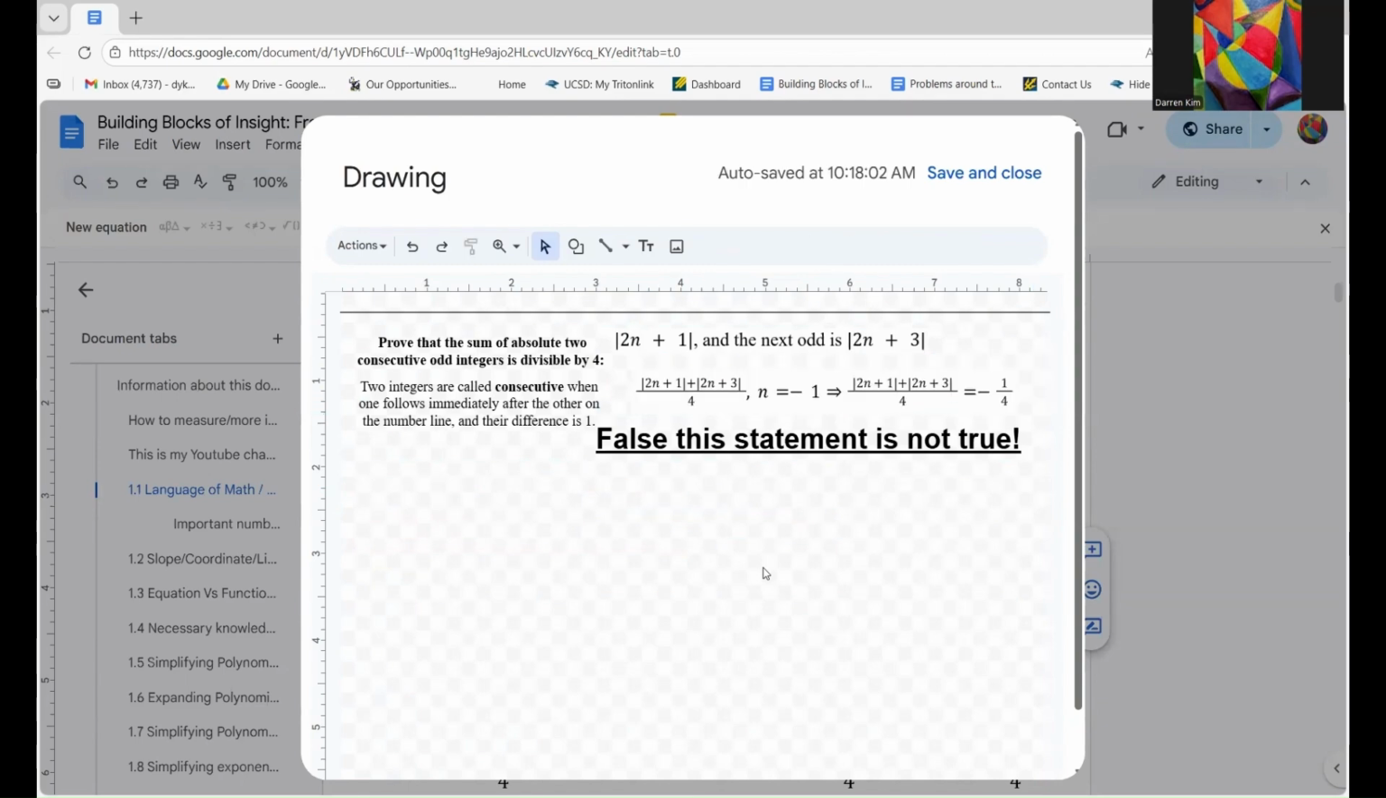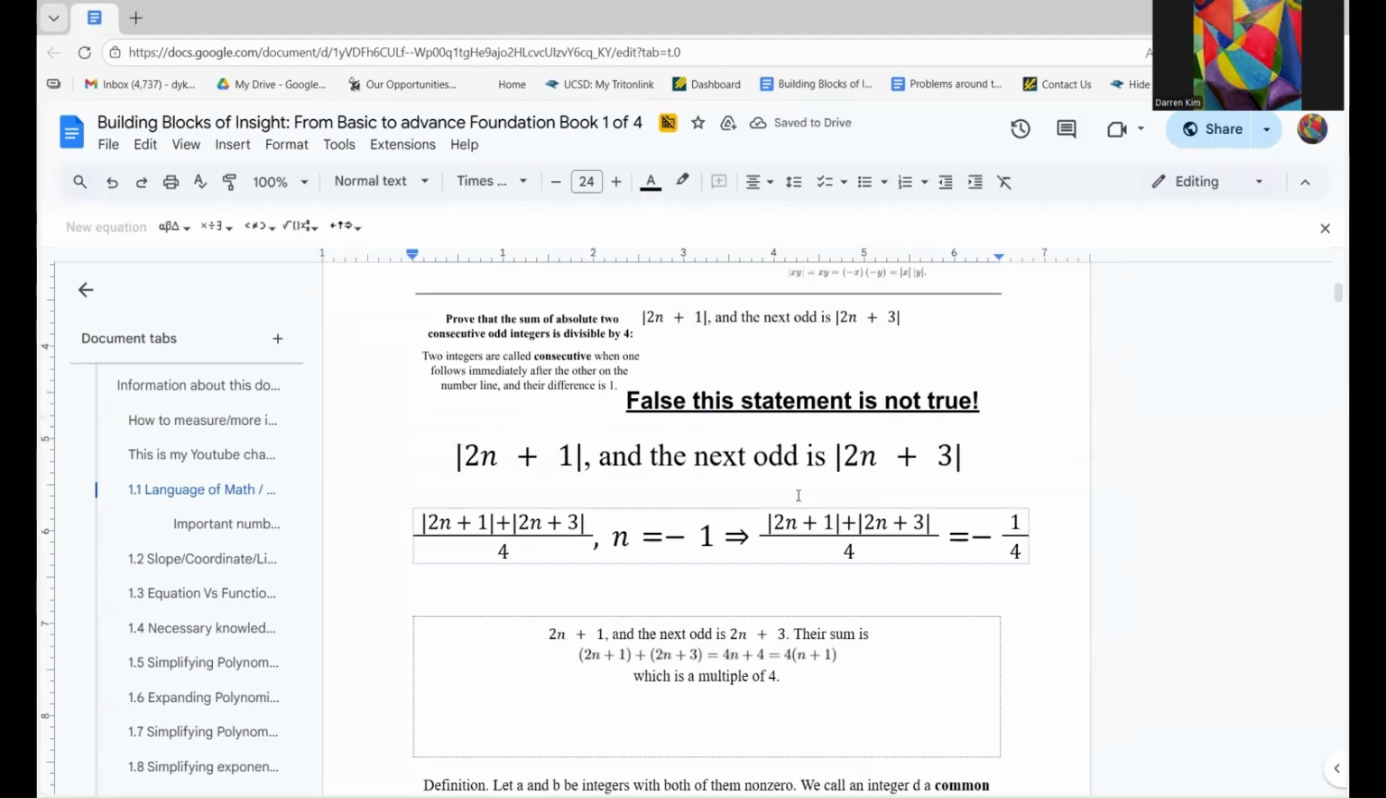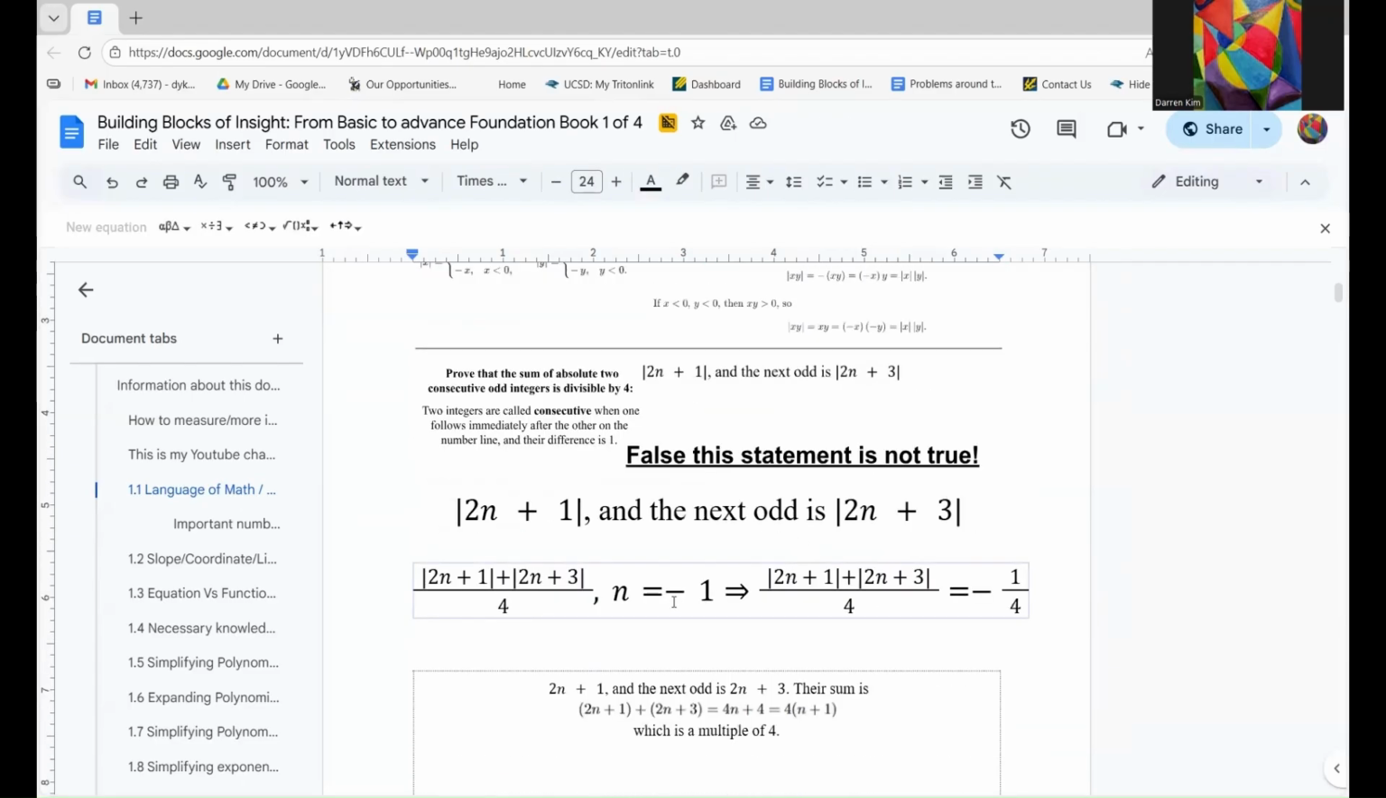Wait, I think I did this wrong. No, I did not. Did I? Yeah, I think I did. Let me double check. -1, -2, -2 plus 1 equals -1, and then -2 plus 3 equals 1, 1 plus 1 is a half. And there's no negative because it's absolute. Yeah, anyway, that's an easy proof there.